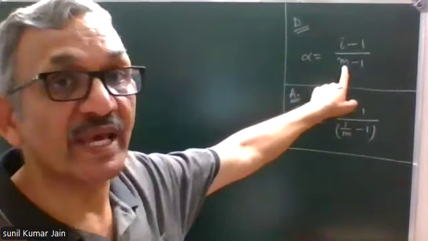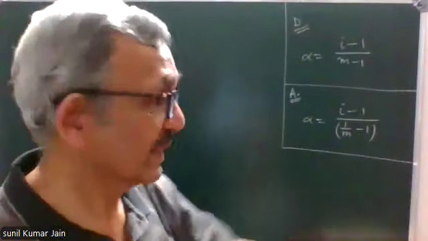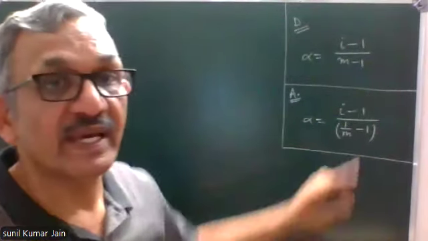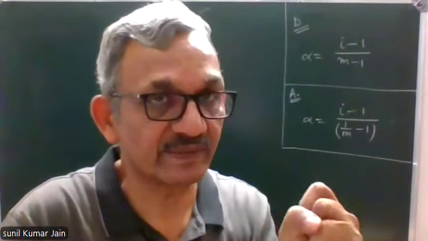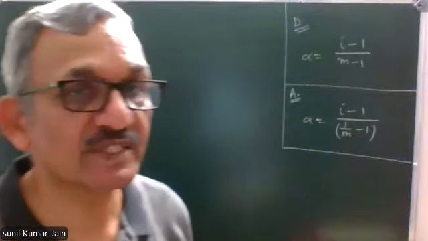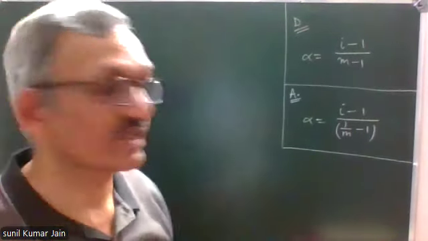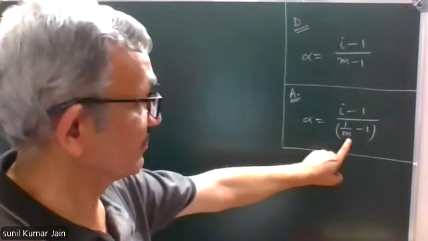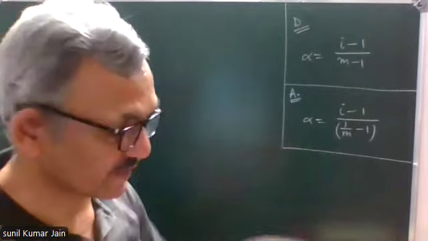In the first relation, m is how many ions are produced by one molecule of the compound. In the second equation, m means how many molecules combine together to form aggregate, right? So we start with numericals. First numerical. Phenol forms dimers. It means this value for m will be 2 in this case. This is for association, right?